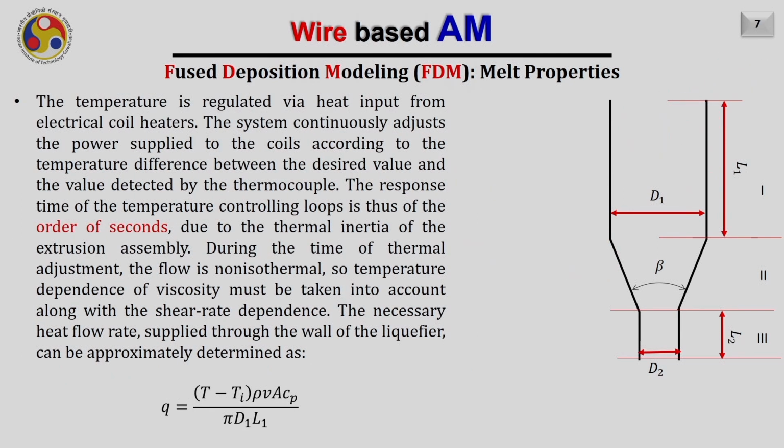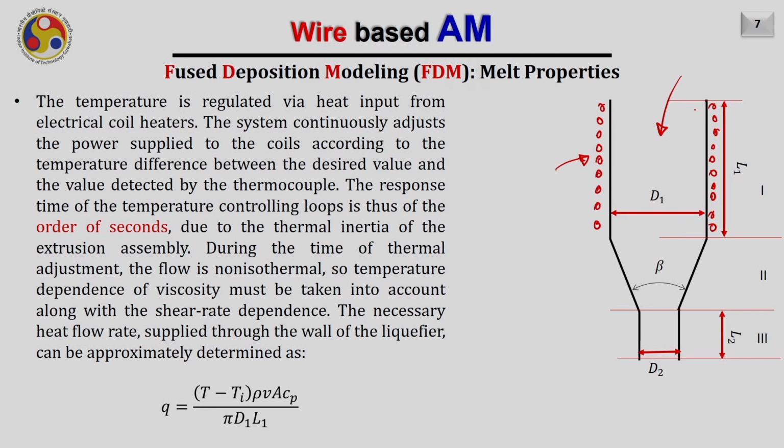Now let us first see what will be the value of the heat input required to manage this temperature and to maintain the steady state condition. The temperature is regulated via heat input through these coils, as I have already mentioned, and these coils are usually attached only along region 1. The system continuously adjusts the power supply to these coils according to the temperature difference in the liquefier.